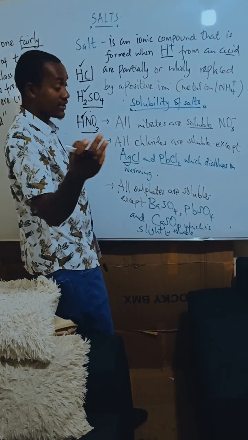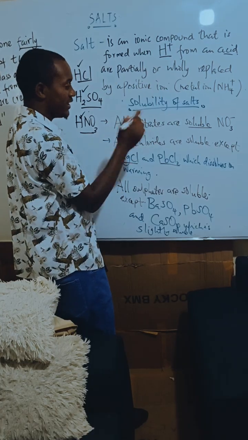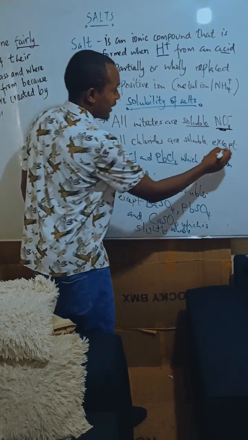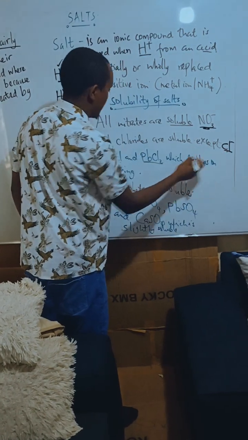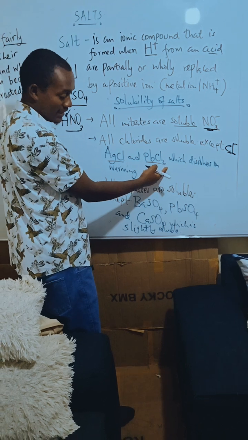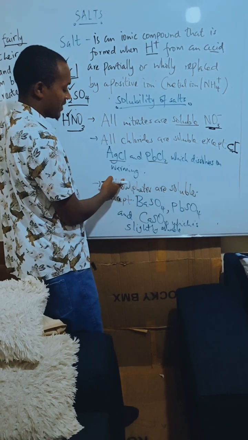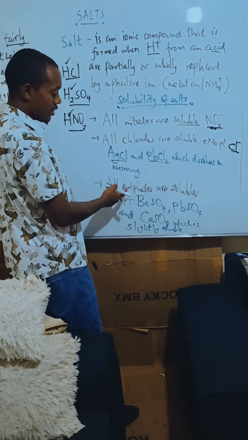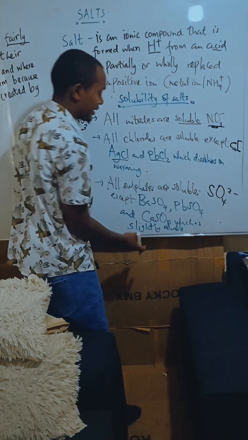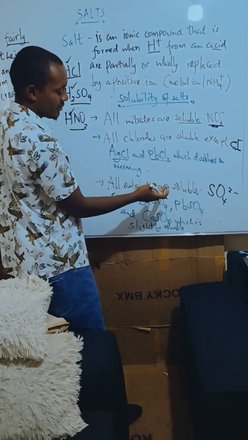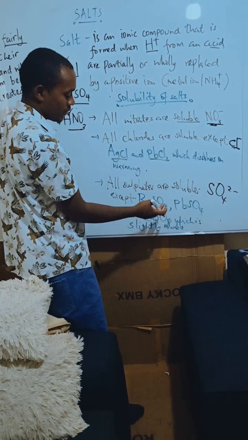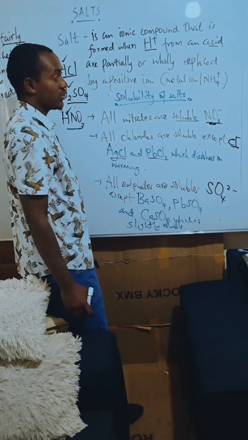So we're going to look at solubility of salts. All nitrates are soluble. All chlorides, Cl negative, are soluble except silver chloride and lead chloride, which dissolves on warming. And on sulfates, all sulfates are soluble except barium sulfate, lead sulfate, and calcium sulfate, which is slightly soluble.